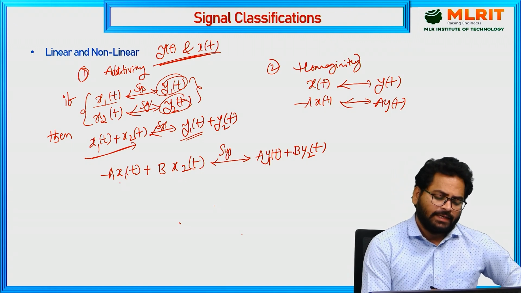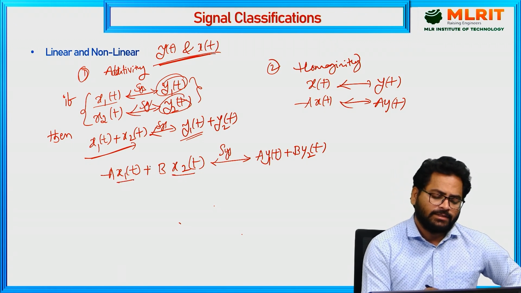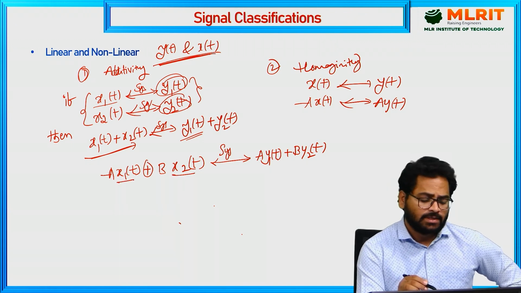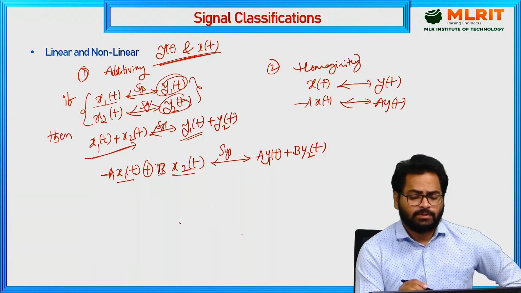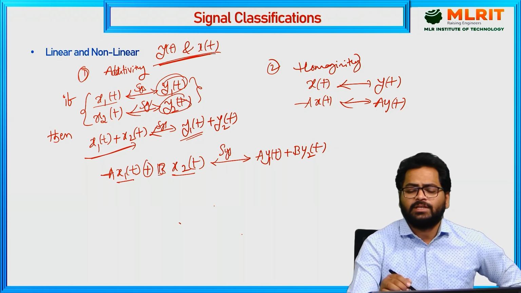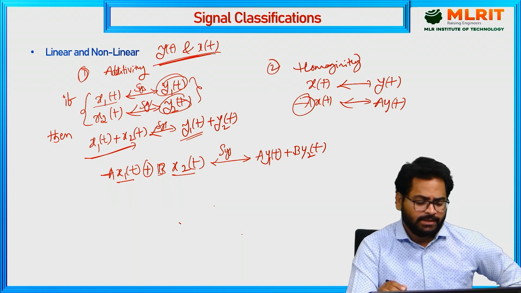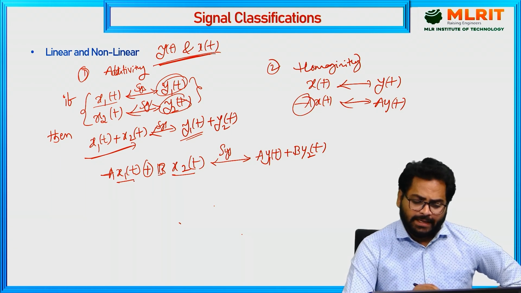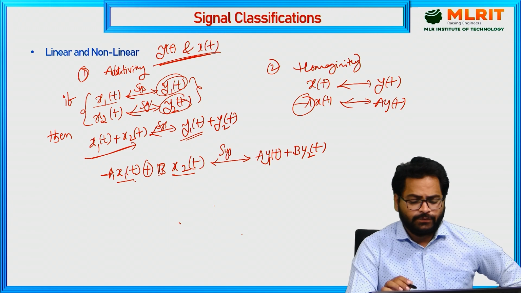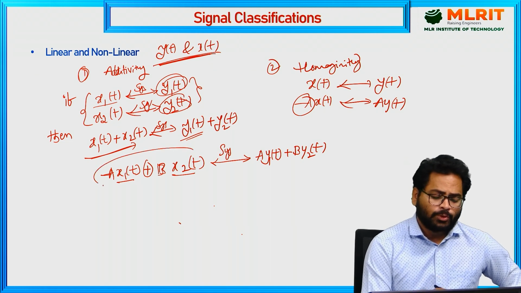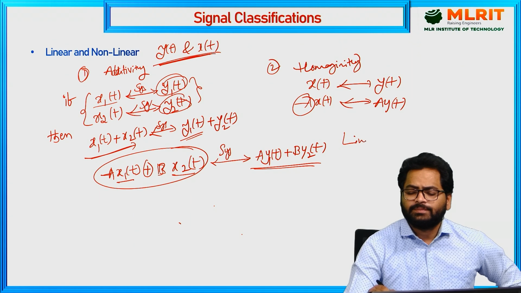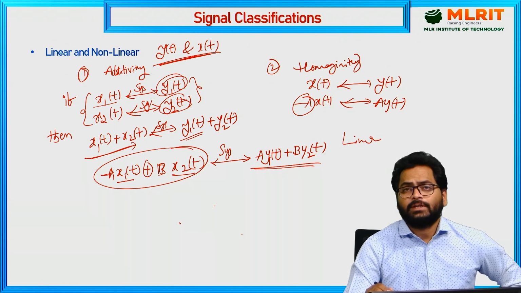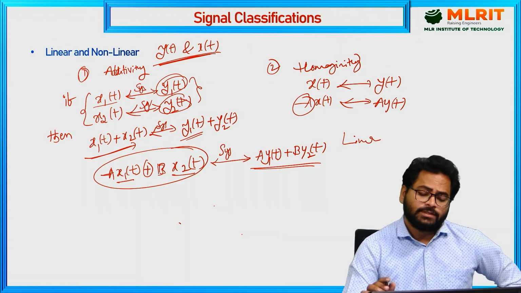Here I wrote x1 of t, x2 of t, and I am adding these two also. That means additivity is satisfied. And a and b, these two multiplication factors, are arbitrary constants. So I am applying additivity and homogeneity. Therefore, these two properties are satisfied, and we can call it a linear system if any system obeys this rule.